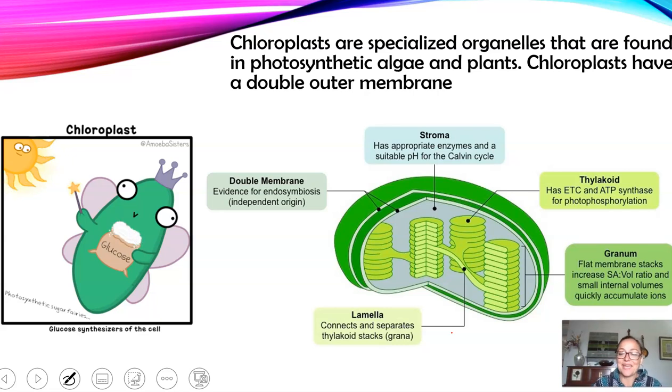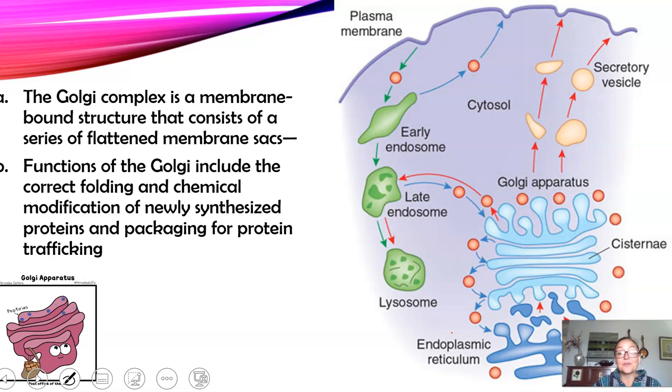Ooh, chloroplasts. We have whole videos in Unit 3 on the chloroplast. And so chloroplasts are specialized organelles that are found in algae and plants, or photosynthetic algae, and they have a double membrane, and inside they have thylakoids where photosynthesis occurs, or the light reaction, and those thylakoids are surrounded by a stroma.